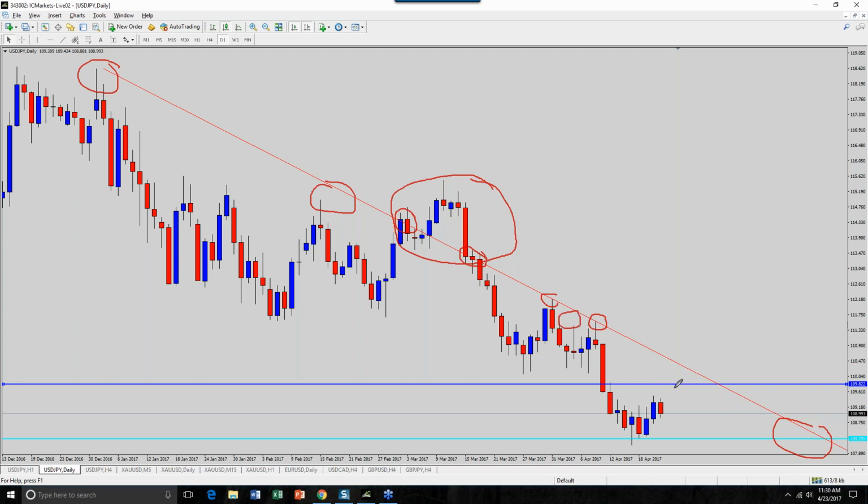So more than likely, what do we think is going to happen? We could technically go back and touch the trend line, or we could probably just touch what we have in terms of resistance and then push back down. So these are subjective, and this is information that you're going to use to give yourself an idea of what's happening.